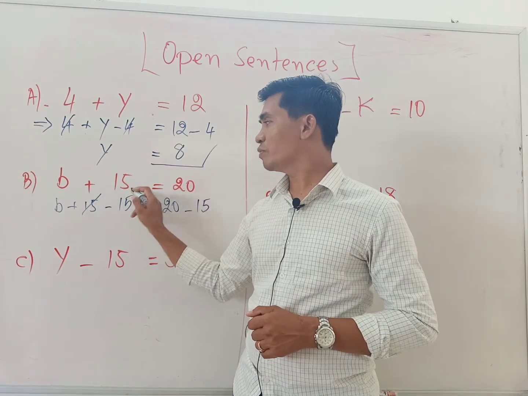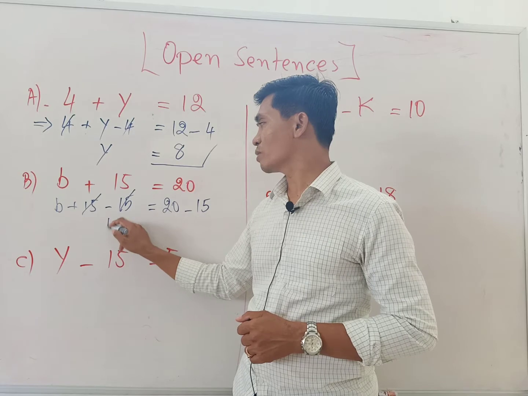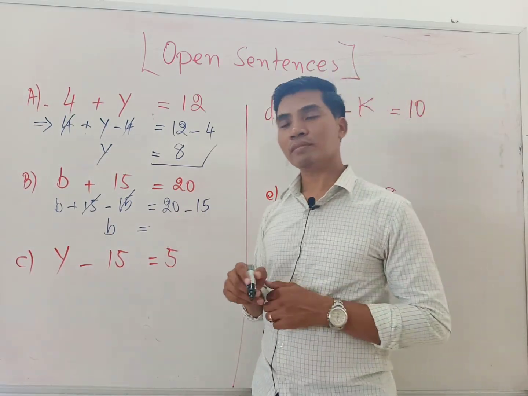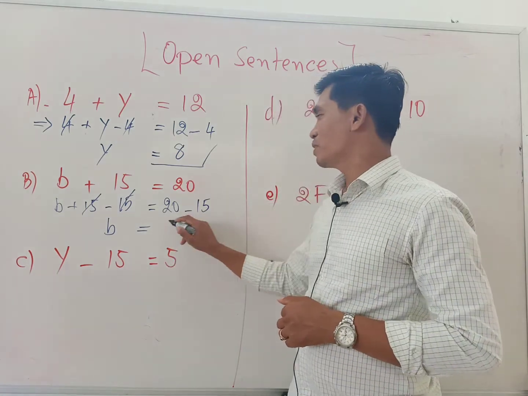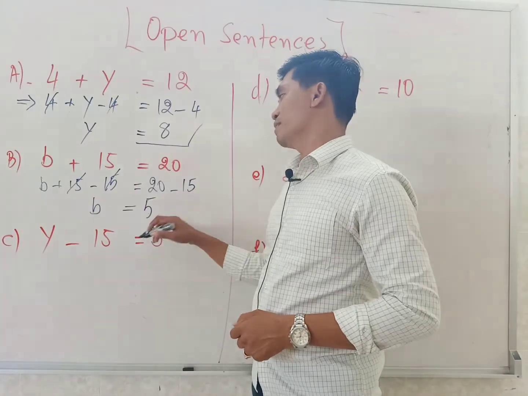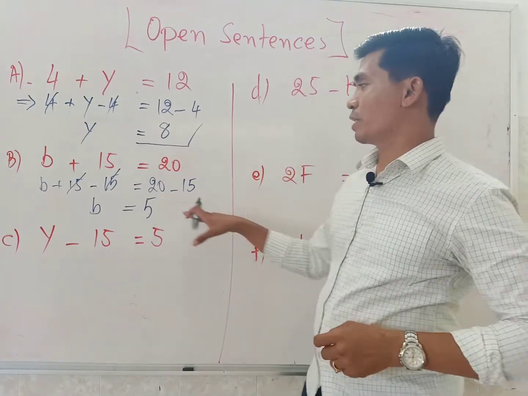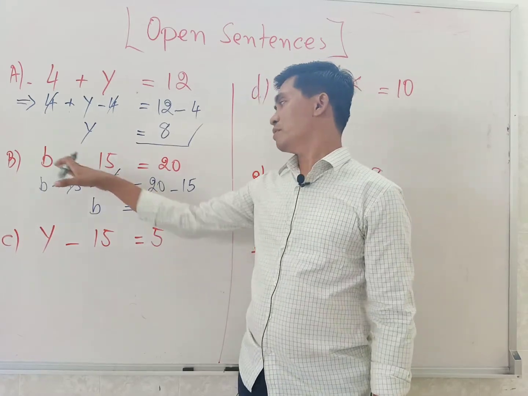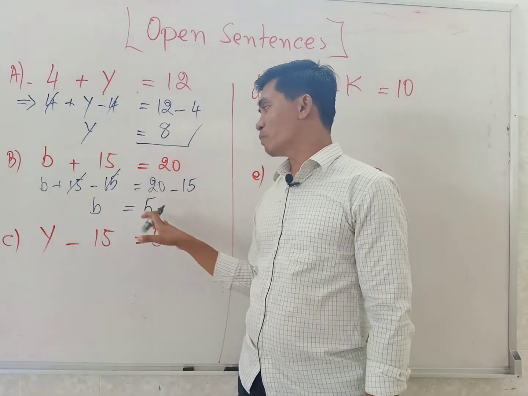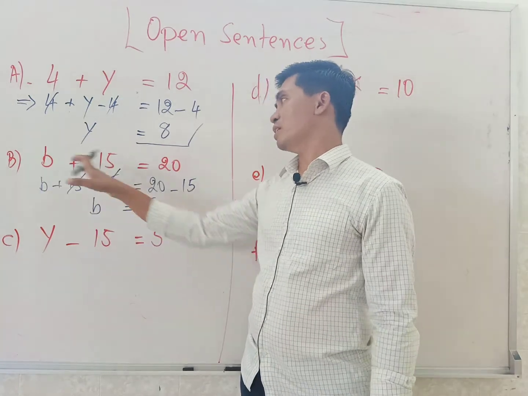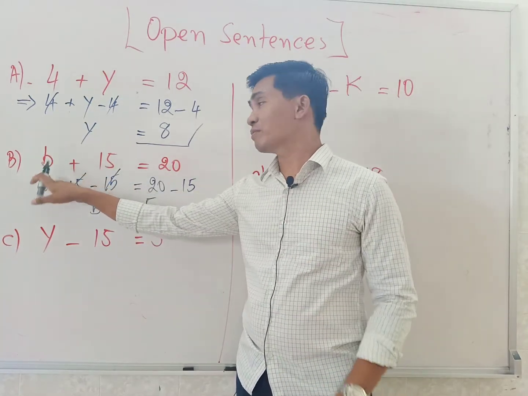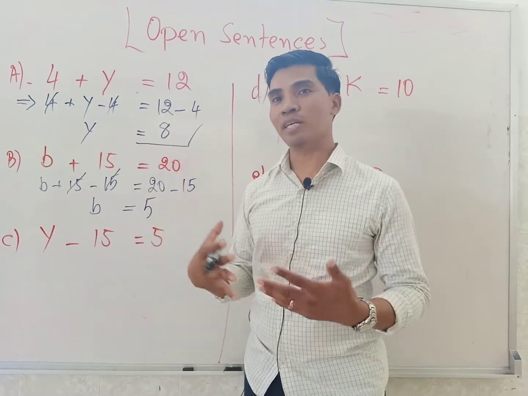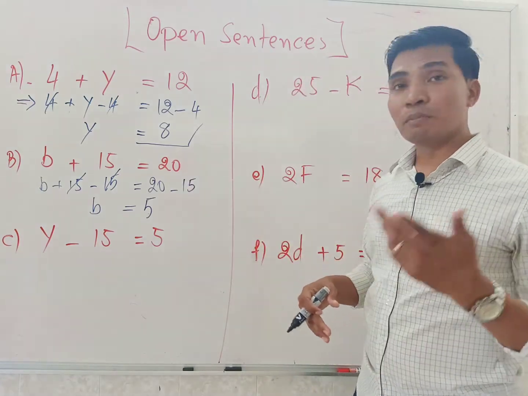So 15 is removed, and we have B. B is 20 minus 15, which is 5. So when you check, you replace B with 5. So B equals 5. So 5 plus 15 is 20. Okay, move to C.